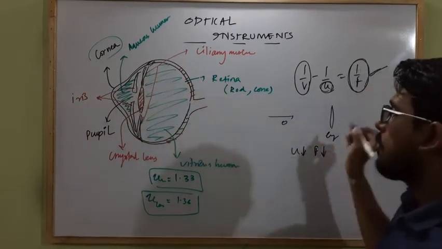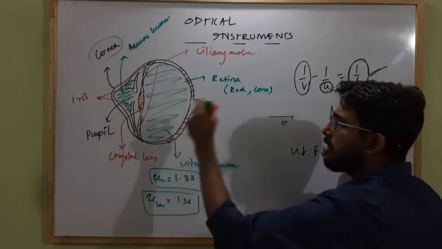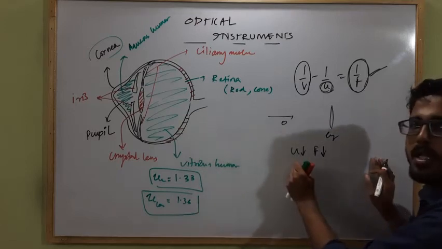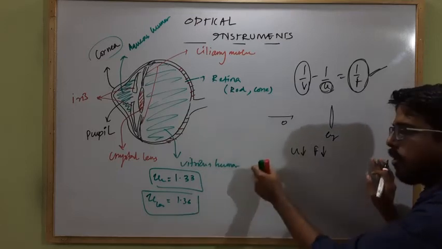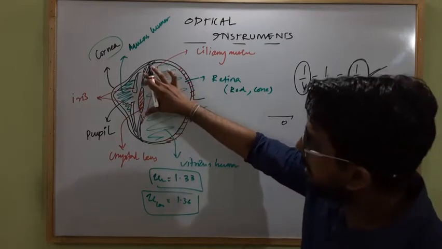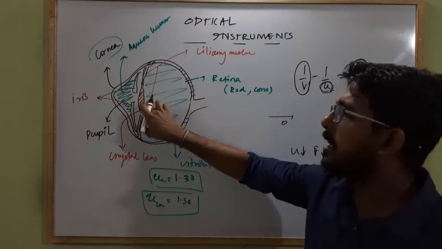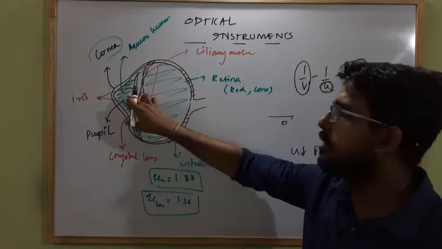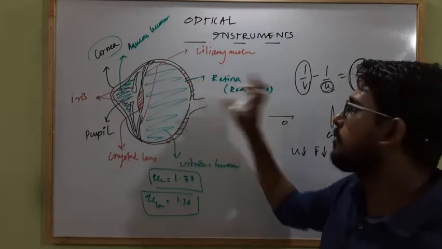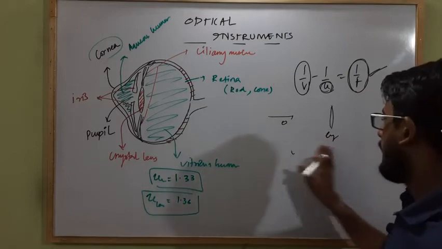So for a normal eye, there is a certain limit up to which we can move the object close to the eye. If we move the object even closer to the eye, the ciliary muscles are not able to compress the lens, so the focal length can't decrease further, the image cannot form on the retina, and we can't see the image. Clear?